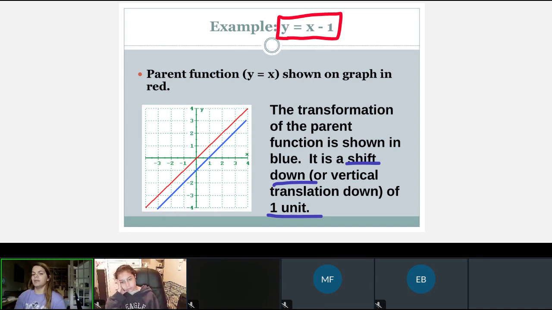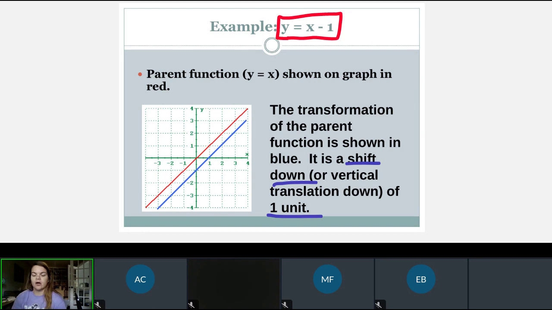Usually f of x is referring to the parent function. And on the quiz, I'm pretty sure we used g of x a lot. So g of x is the new function. G of x represents the old function, f of x, moving up by 4 or down by 4 or to the right 4. Okay, so on the quiz, it uses g of x a lot.